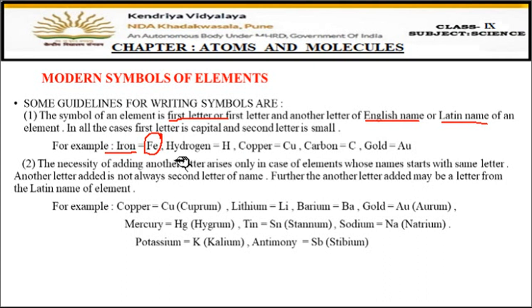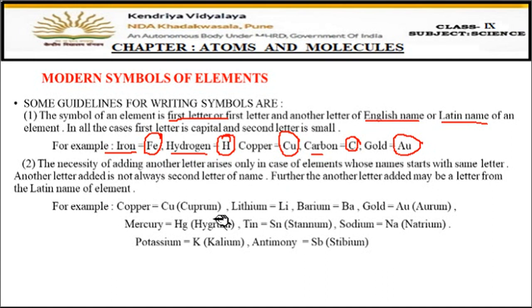Okay, for hydrogen the symbol used is H. You have to learn these symbols. Okay, for copper the symbol used is C capital and U small. Cu is the symbol for copper. Latin name for copper is cuprum, so it is Cu. For carbon the symbol used is capital C. For gold the symbol used is Au. Fine. So these symbols you have to remember now, because this is the modern symbolization of the elements.